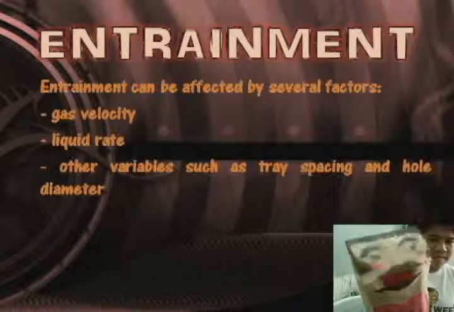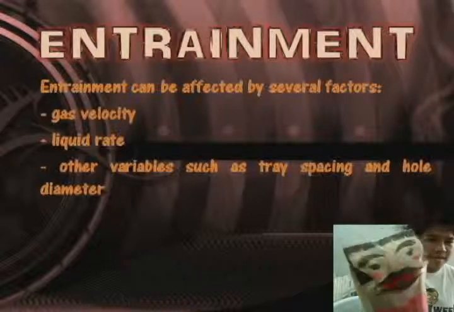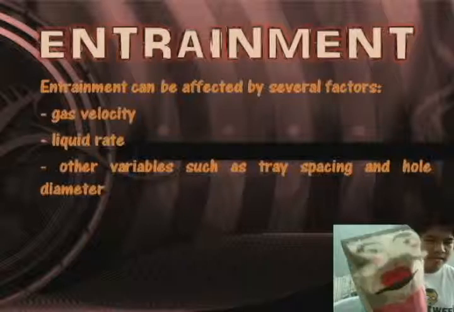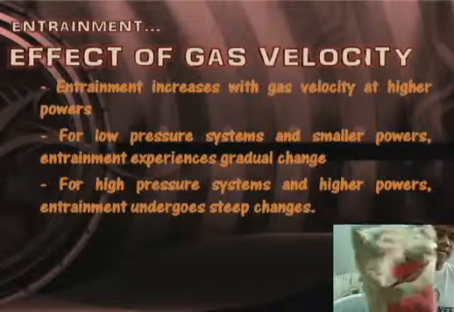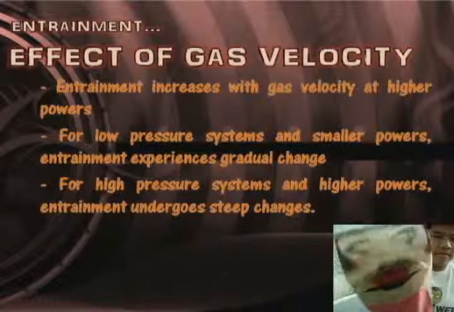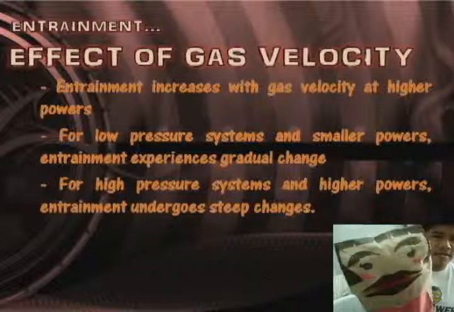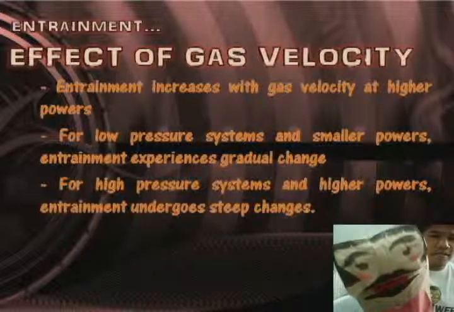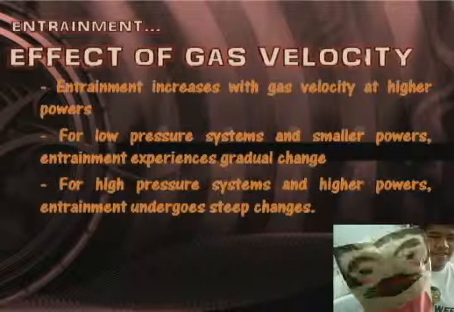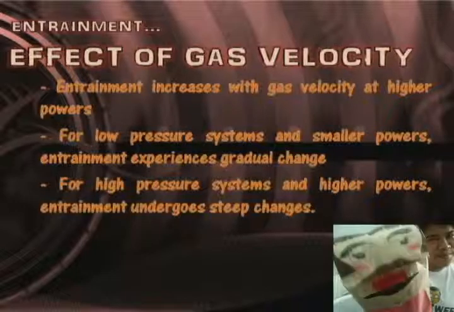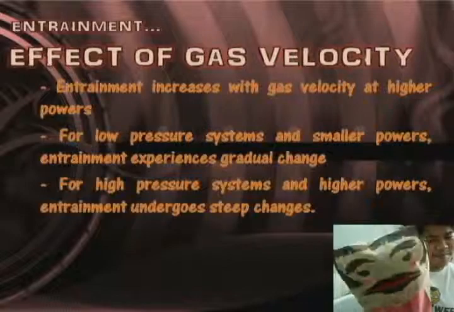Entrainment can be affected by several factors such as gas velocity, liquid rate, and other variables such as tray spacing and hole diameter. Entrainment increases with gas velocity to a high power. Generally, smaller power is indicative of a relatively gradual change, typical of low-pressure systems. On the other hand, steep changes in entrainment that are typical for high-pressure systems indicate higher powers.